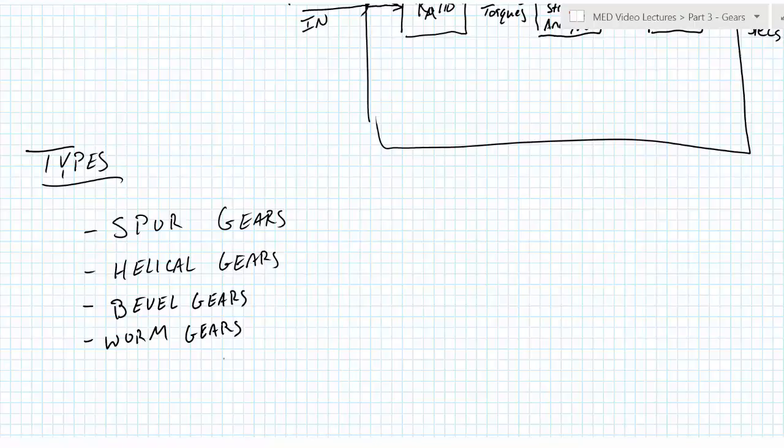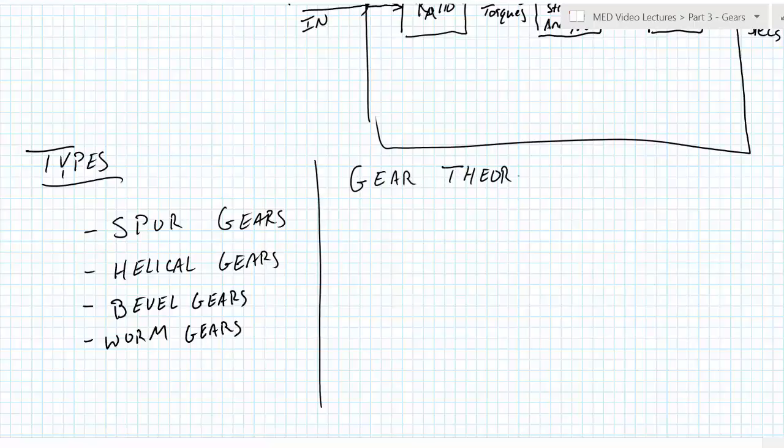All right, so gears obviously have been around for a long time, and they've interested mechanical engineers for a long time, and so we've developed what's called gear theory, and gear theory dictates how gears interact with each other. The fundamental principle of gear theory is that gears interact with each other optimally at what's called conjugate action.